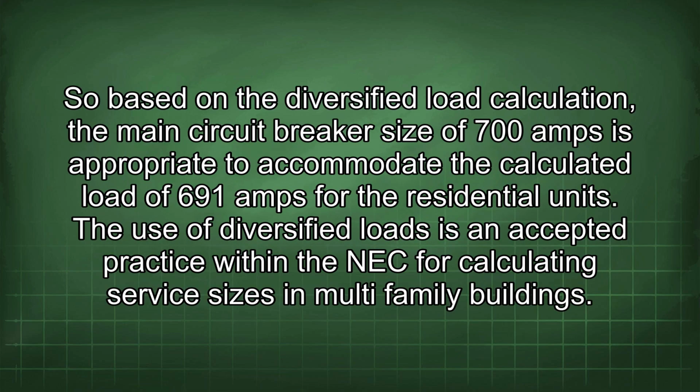So based on the diversified load calculation, the main circuit breaker size of 700 amps is appropriate to accommodate the calculated load of 691 amps for the residential units. The use of diversified loads is an accepted practice within the NEC for calculating service sizes in multi-family buildings.